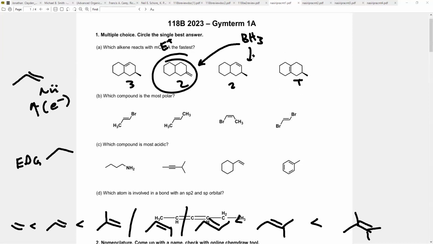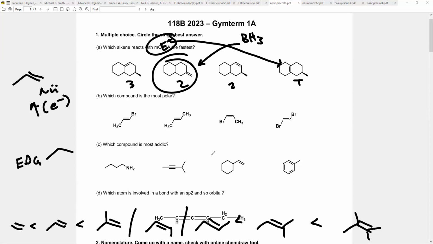So for most electrophiles like mCPBA, this is the answer here, the most sub. But BH3, it's a bit bulky, so it's going to go with the least sterically hindered position as possible. Okay, cool. So that's how that question can be asked and how you can put a twist on it, ask it in a different way.